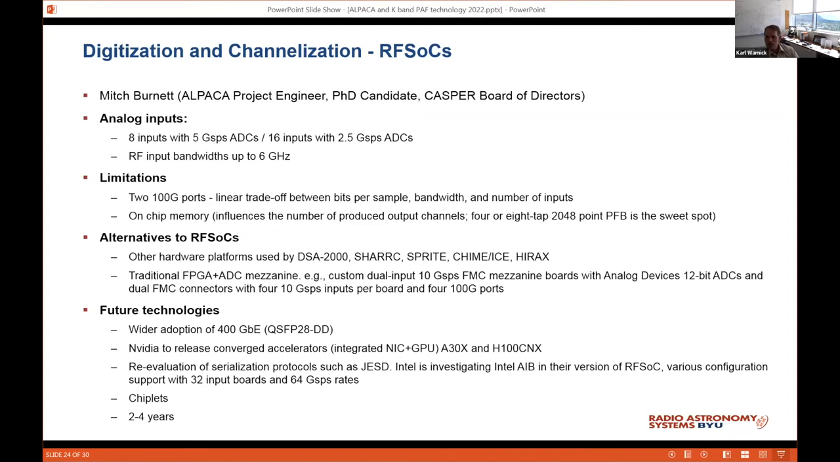The big buzzword in chip technology is chiplets, putting lots of chips in a chip scale package. And these things will be coming out roughly in the 2 to 4 year timeframe, which really makes them feasible given the realities of funding and developing a K-band phased array feed.